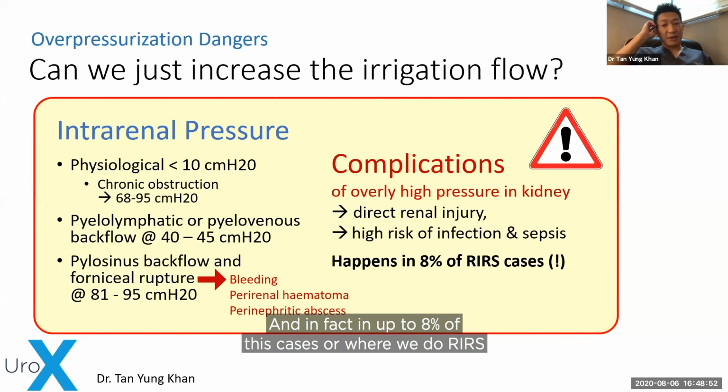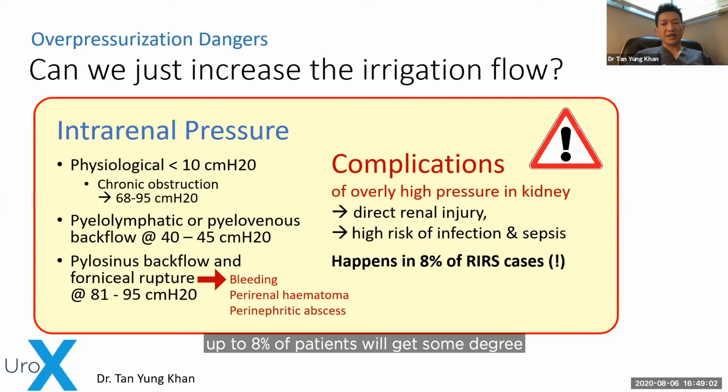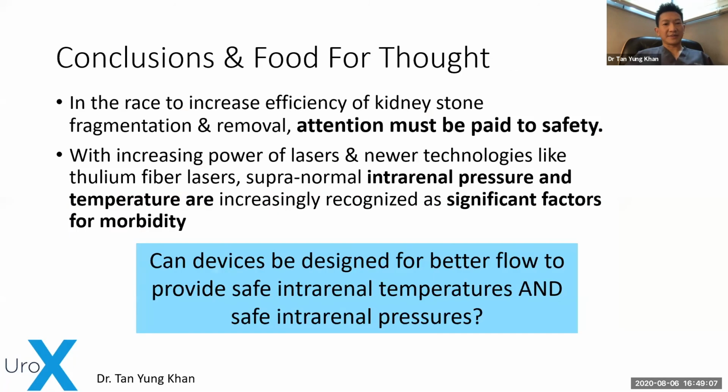And in fact, in up to 8% of these cases, where we do RIRS, also called retrograde intrarenal surgery, where we pass the scope into the kidney and treat stones, up to 80% of these patients will get some degree of significant sepsis. Next slide, please.